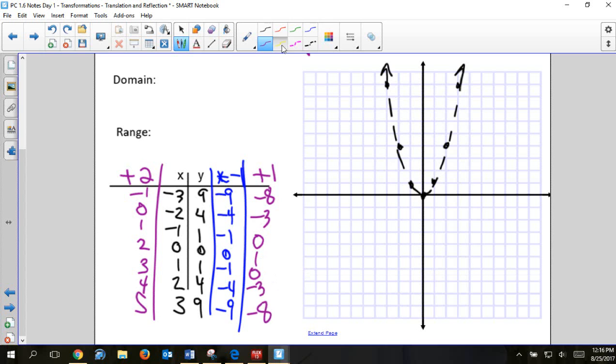And when you go to graph it, you graph the outermost x and y, the outside x's and y's. And it should be here.